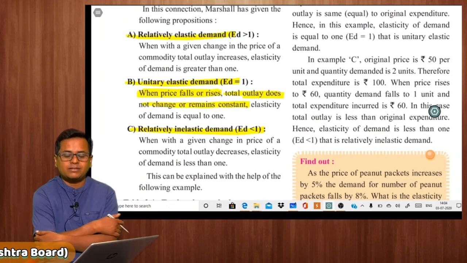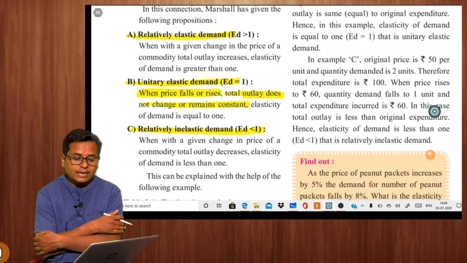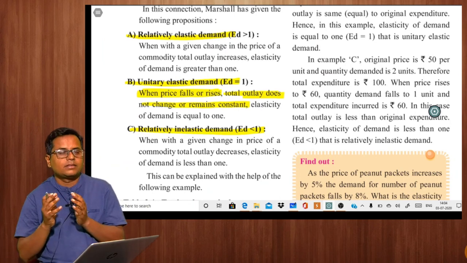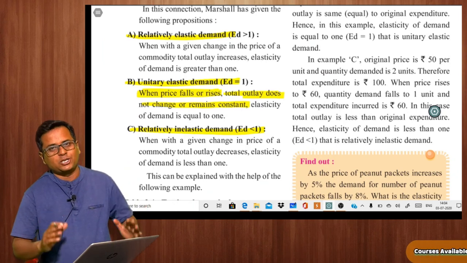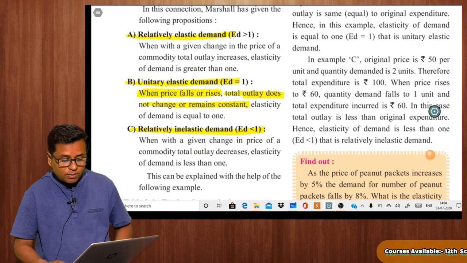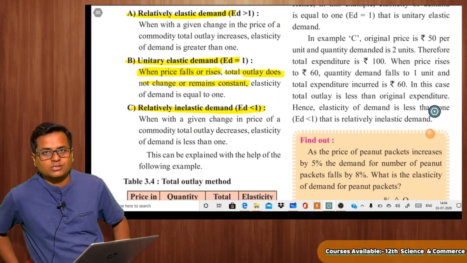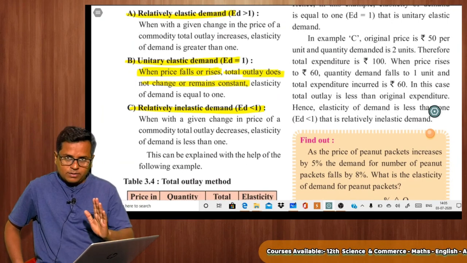relatively inelastic demand? This is the opposite of relatively elastic demand. This is the opposite of elastic demand. What did we see in elastic demand? There were inverse relationships between price and expenditure made on a commodity. Now, here are direct relationships between price and expenditure made on a commodity.